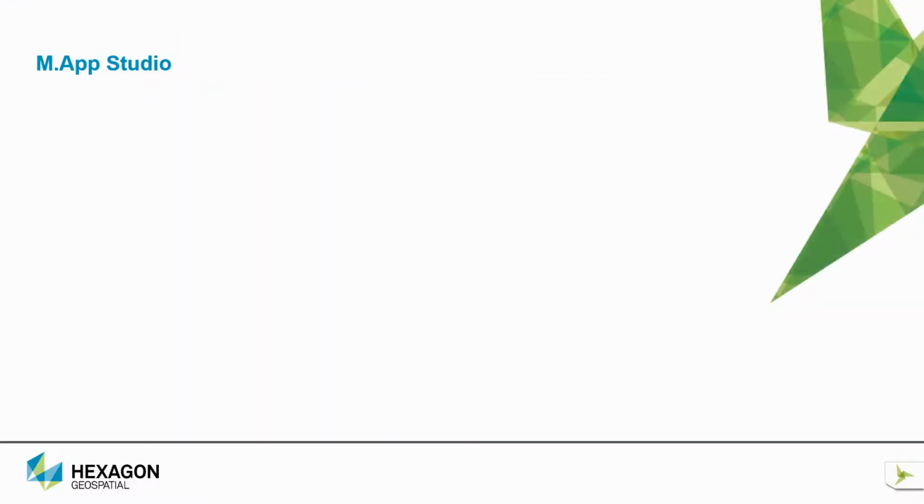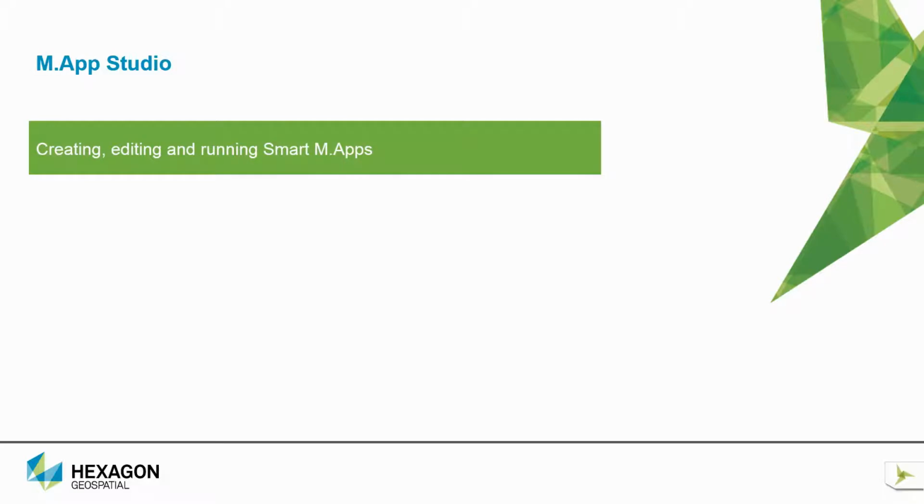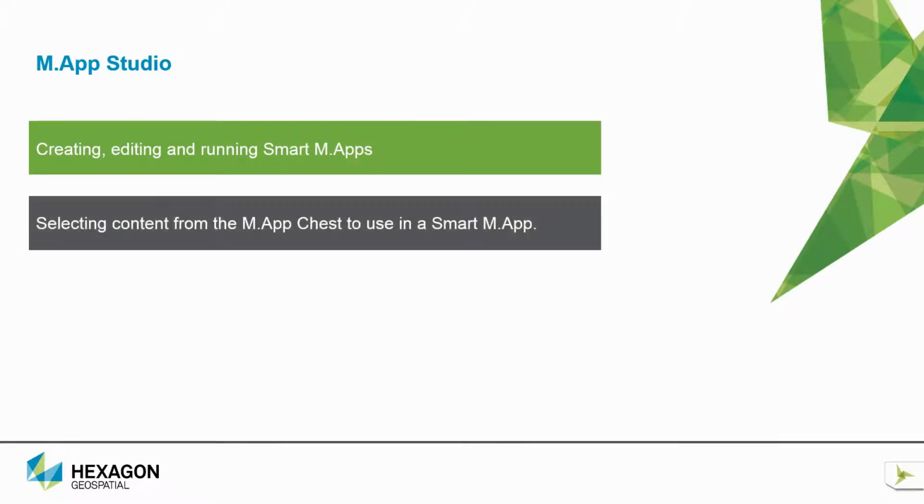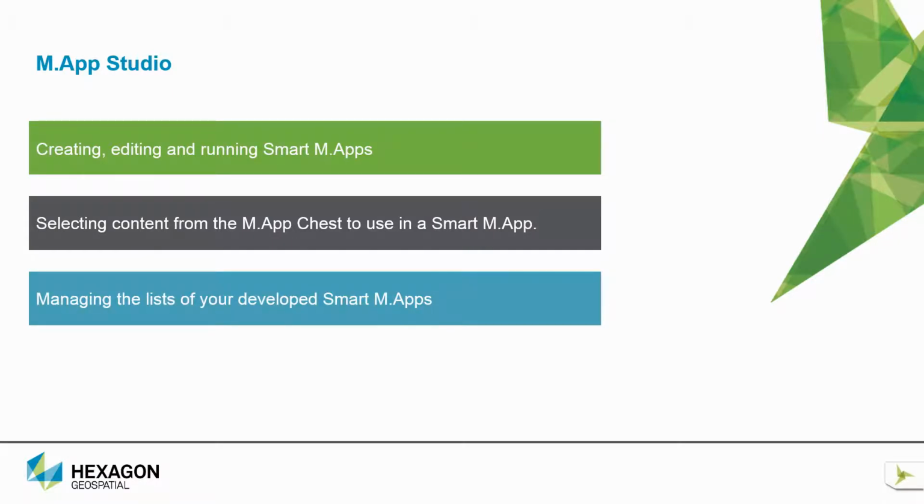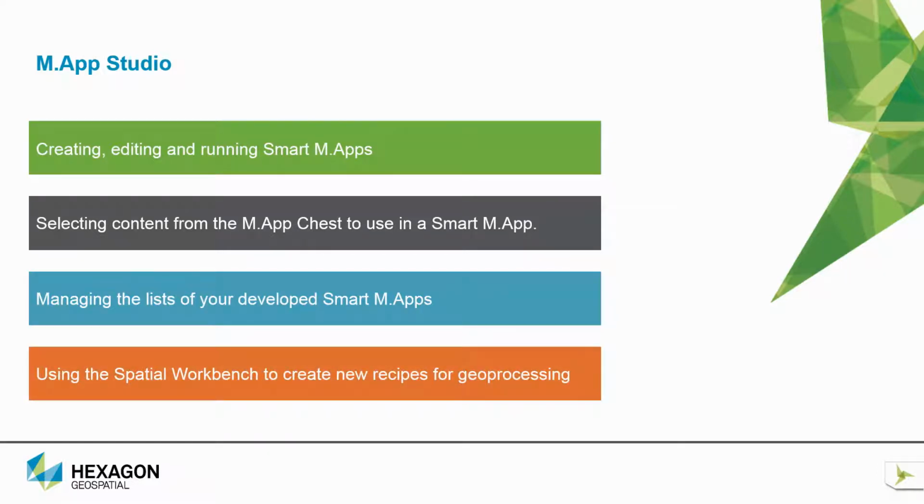The M.App Studio integrates these functions into one environment by creating, editing, and running smart maps, selecting content from the map chest to use in a smart map, managing the lists of your developed smart maps or applications, analytical recipes, workflows, maps, and content used in your applications, and using the spatial workbench to create new recipes for geoprocessing or define necessary business workflows using Workflow Editor.